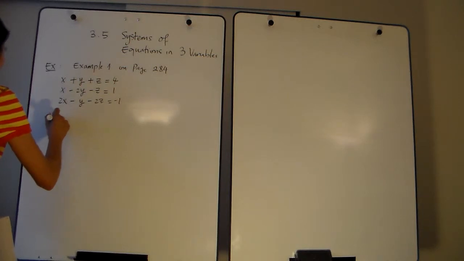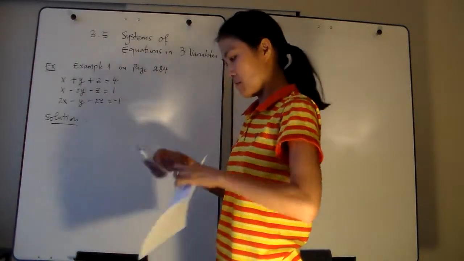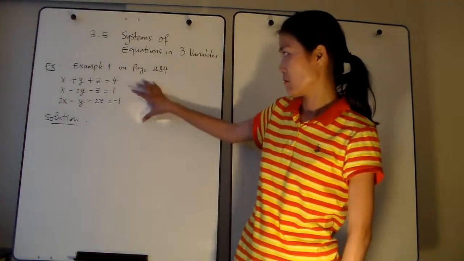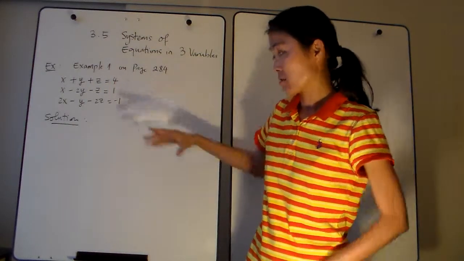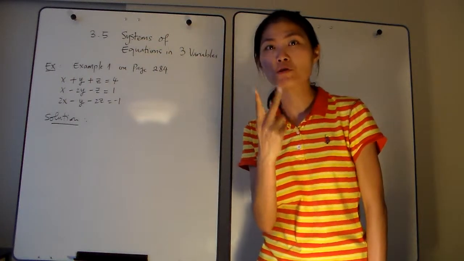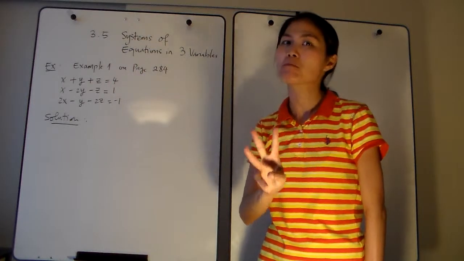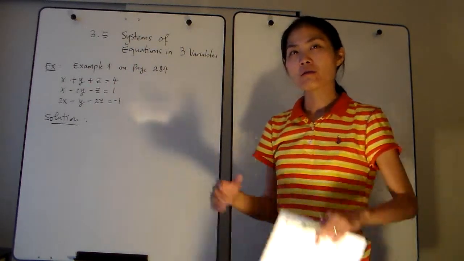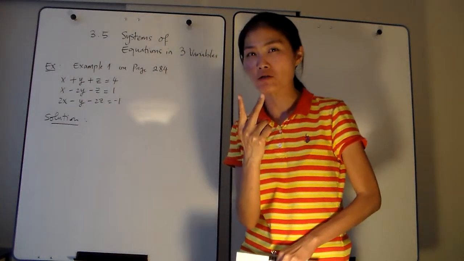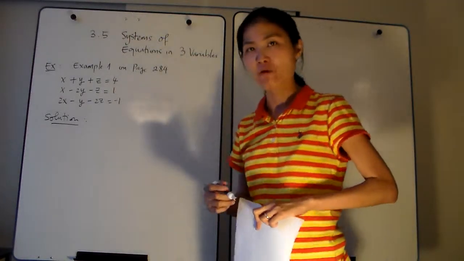Solution. With a system of equations with three variables, your goal is to shrink, make the three equations become two equations with two variables. Okay, so right now we have three equations with three variables. Your goal is to change this system to a system of two equations with two variables. Okay, to do that, you need to eliminate one variable.